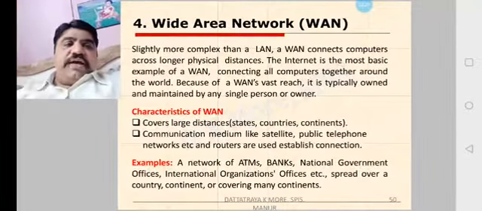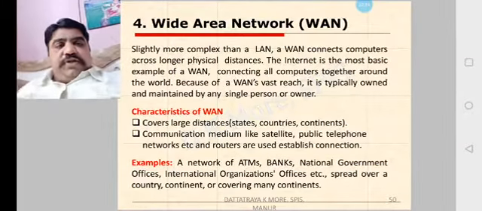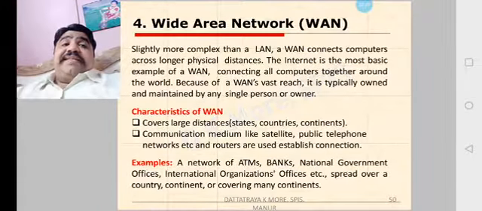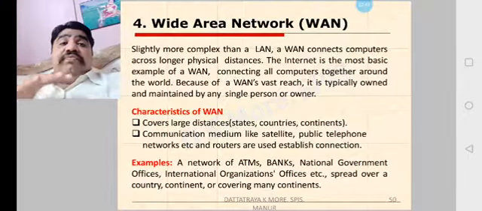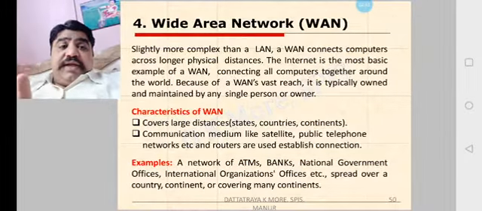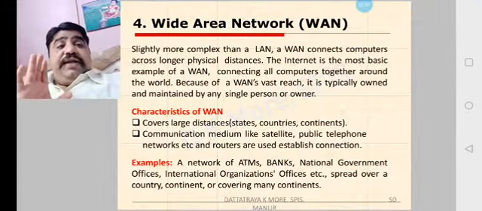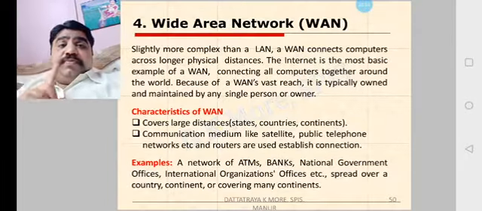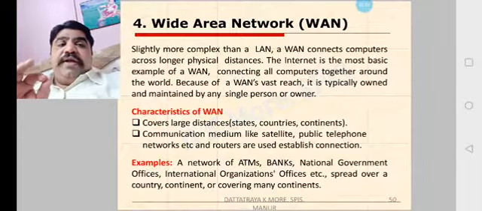Let's go ahead to the fourth and very big network type, the wide area network. As per the name, it is very wide. A WAN is slightly more complex than a LAN. A WAN connects computers across longer physical distances. The internet is the most basic example of a WAN. It connects all computers together around the world. Because of the WAN's vast reach, it is typically not owned and maintained by any single person or owner.